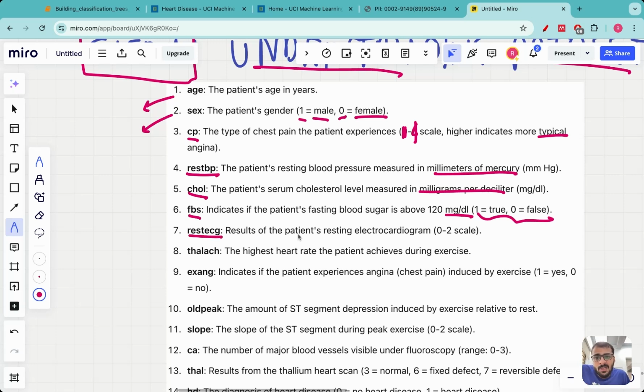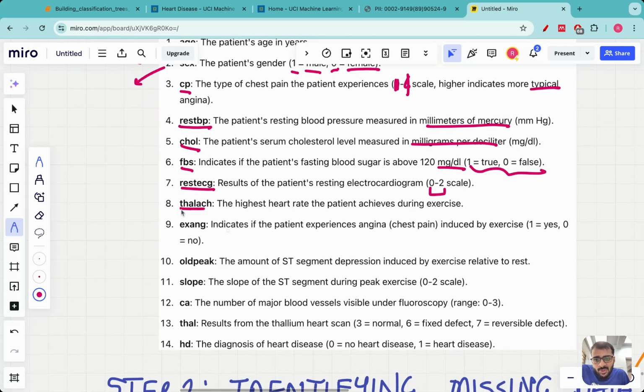Rest ECG are the results of the patient's resting electrocardiogram. So it's on a scale of 0 to 2. The variable thalach is the highest heart rate the patient achieves during exercise. If this is very, very high, if the heart is beating very, very fast during exercise, it's probably not that good of a sign.